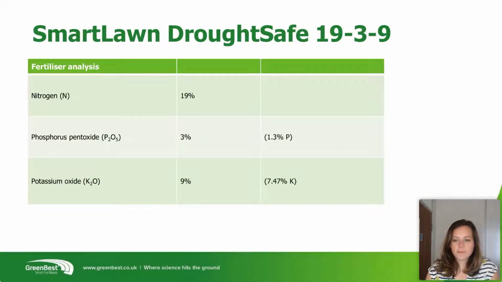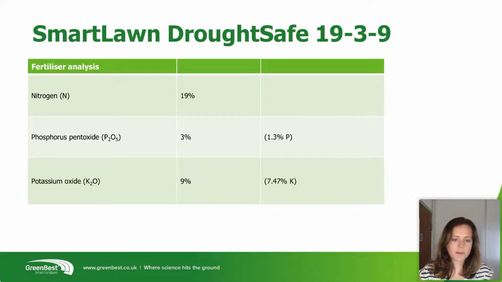We'll have a look at a couple of other NPKs now. SmartLawn Droughtsafe is a really nice familiar one. It's a very simple NPK of 19-3-9. What those numbers actually mean is they relate to the weight of that element in the bag. So Droughtsafe 19-3-9 contains 19% nitrogen, 3% phosphorus pentoxide, and 9% potassium oxide.